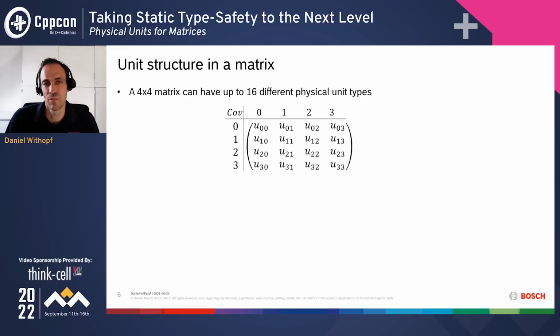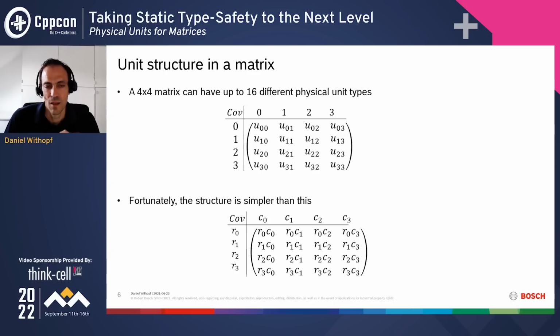So if you want to use a variant or a tuple with 400 elements, that blows up the compile time a lot. So I don't think this is feasible. And we'll also see in the next part of the slide why there's a much simpler solution, because the physical units in each of the entries of a matrix are not completely independent. The unit structure in these matrices is a little bit simpler.